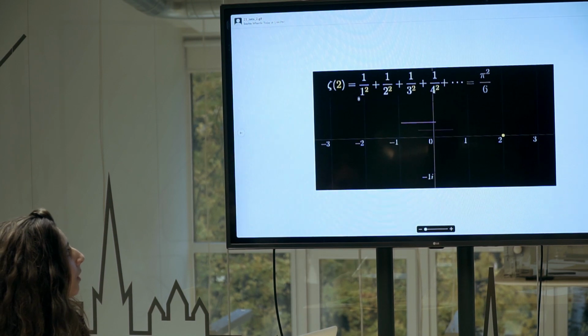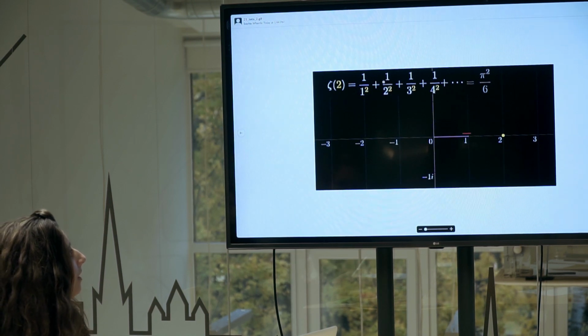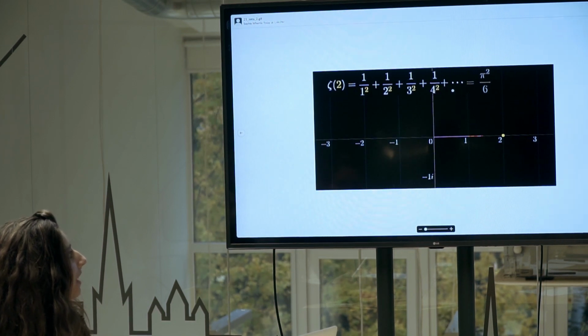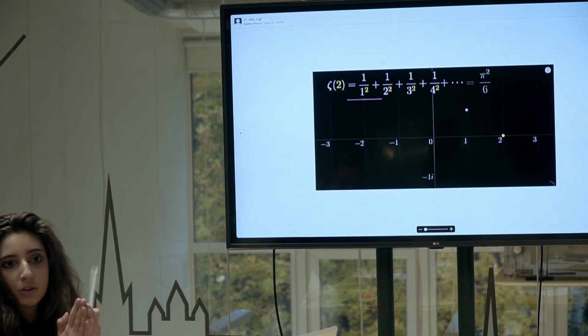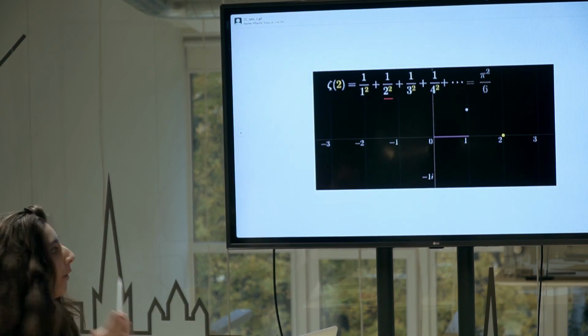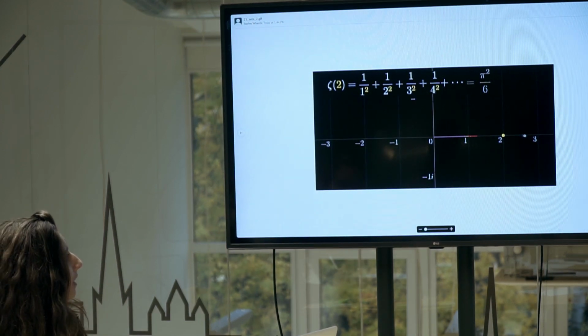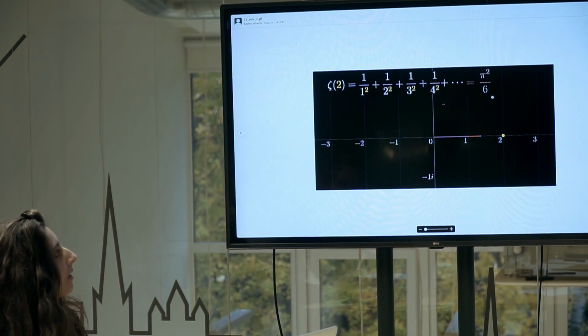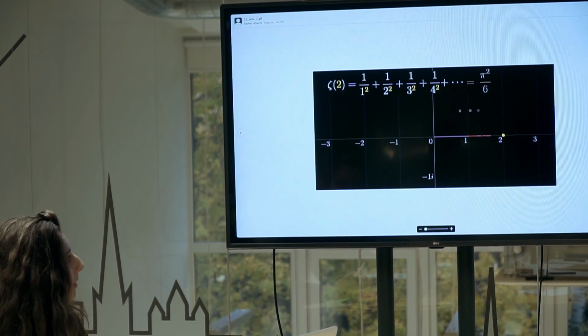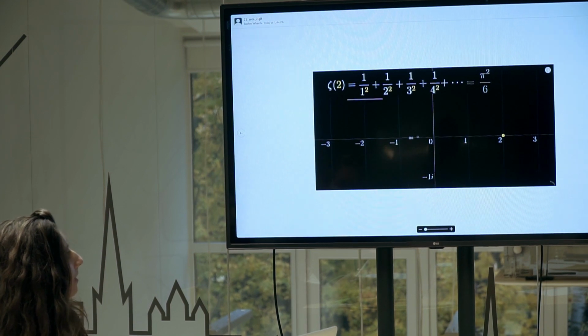So what this animation is showing is this part is 1, this is 1/4, this is 1/9. And we keep adding numbers that get smaller and smaller. And if we keep doing this up into infinity, these numbers get so small that it's almost like adding 0. And so the sum eventually reaches this number here, which is pi squared over 6. And this happens for a lot of real numbers.